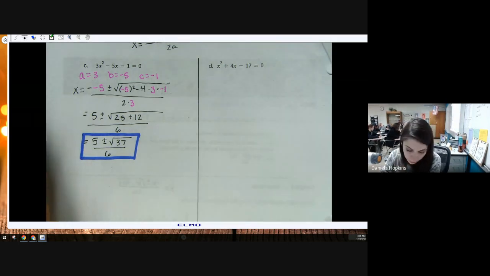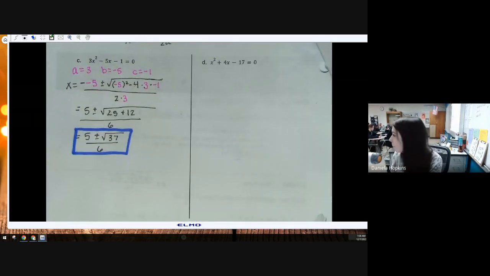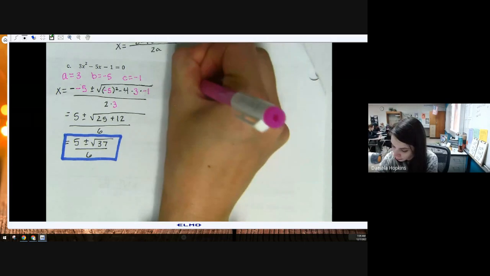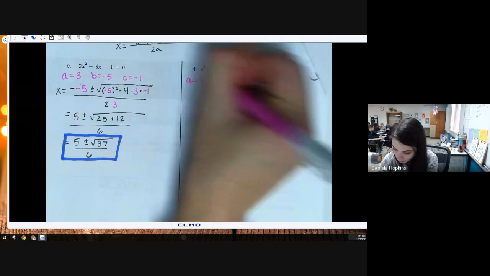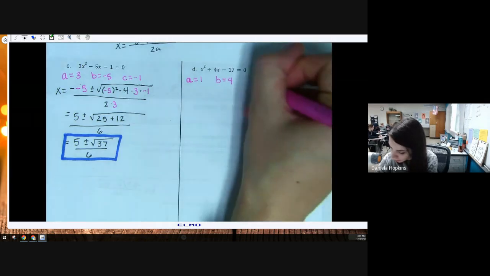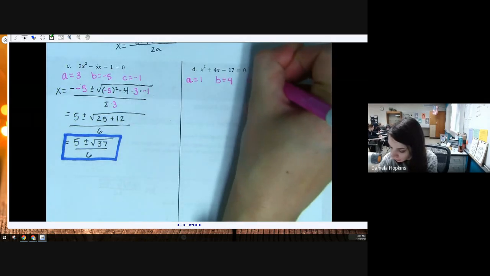I'm going to do a couple more still because some people like to see. I'm always surprised you guys do better with completing the square than quadratic formula, and I'm not sure why. See if you guys can buck that trend. So my A is 1, my B is 4, and my C is negative 17.